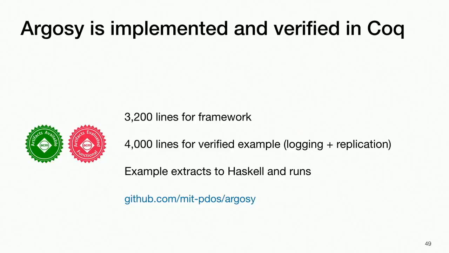OK, so we didn't just write a paper on this. We also implemented and verified all of this in the Coq Proof Assistant. Our framework is fairly small as far as our systems go. It's only about 3,200 lines of code for the generic theory, and our example on top of that is 4,000 lines. By contrast, FSCQ was like 40,000 lines of code, of which 20,000 was the framework.